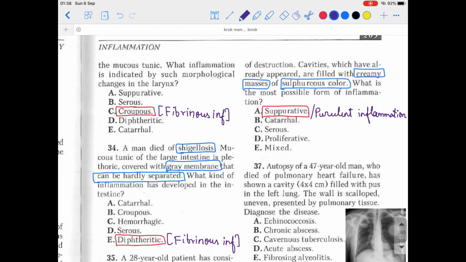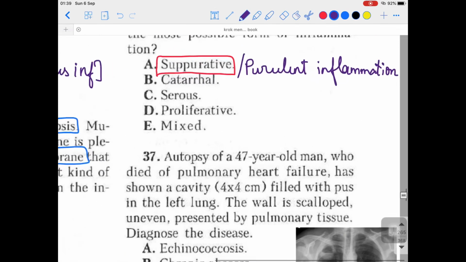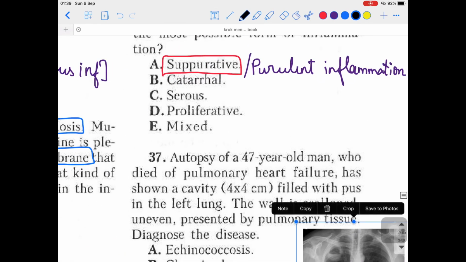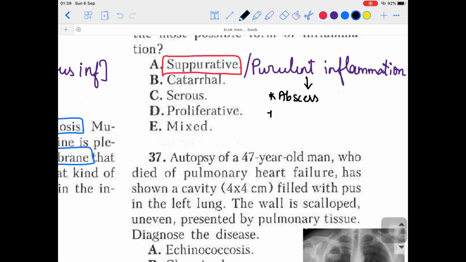So there are the following types of purulent inflammation which I am going to tell you right now. That can be abscess, phlegmon, empyema. 3 types you need to remember. There can be abscess, there can be phlegmon, and there can be empyema.